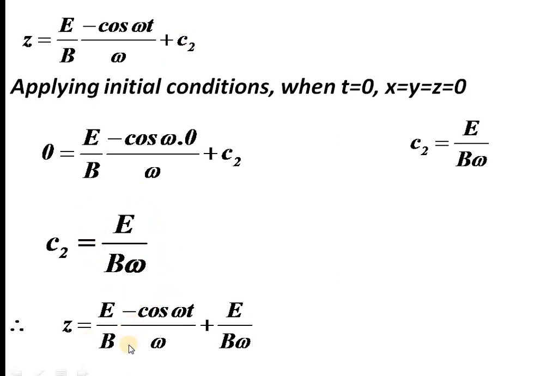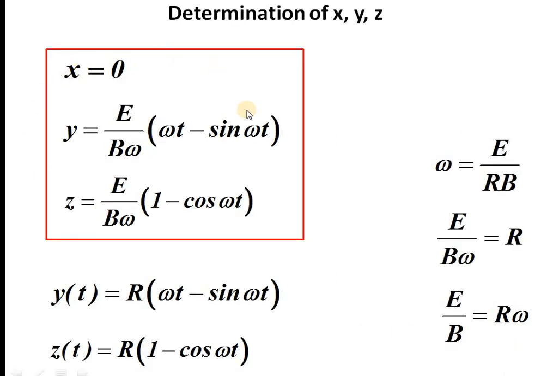So you can write Z is equal to E by B into minus cos omega t by omega plus E by B omega. Okay, just rearrange it. You have E by B omega, you can take it outside. So you will get a compact, a beautiful equation: Z is equal to E by B omega into 1 minus cos omega t. Okay, so let us compile all the equations.